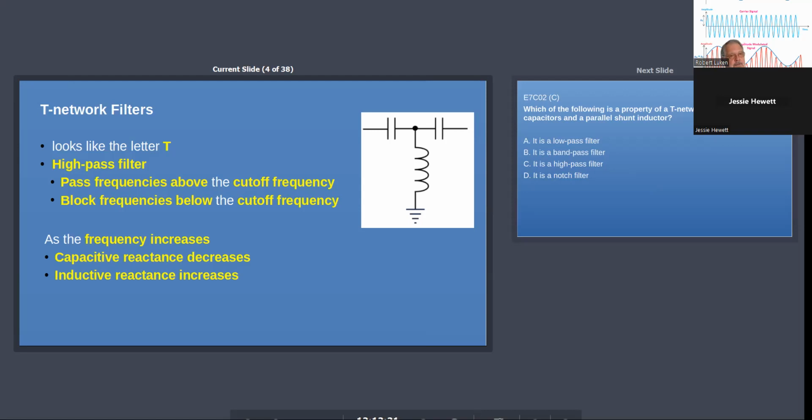So as the frequency increases, it's going to pass more of the signal.